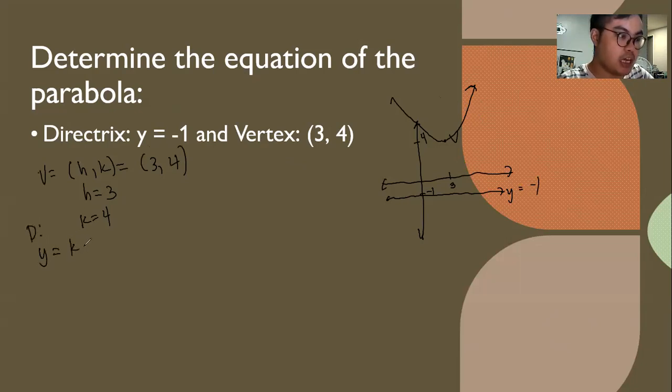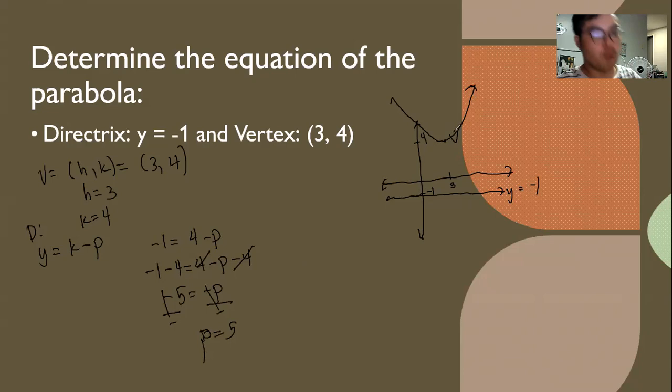Okay, so given na yung h and k natin, our directrix is equal to y equals k minus p. So given na yung directrix natin, yung y natin is negative 1, substitute na natin, then yung k natin is 4, then minus p. Hindi natin kasi alam ano si p. So we're going to find the value of p by subtracting both sides by 4. So 4 minus p minus 4, makakancel siya. So negative 1 minus 4 will become negative 5 equals negative p. So dividing both sides by negative, yung p natin is equal to 5. So we can say that the parabola opens upward.